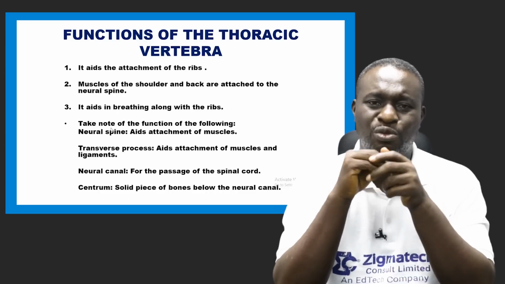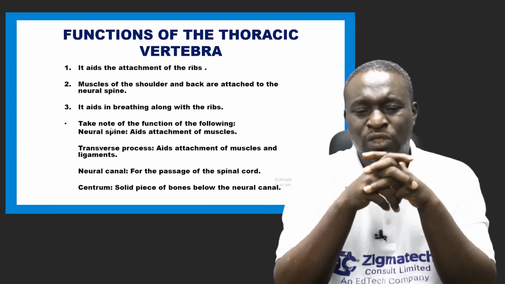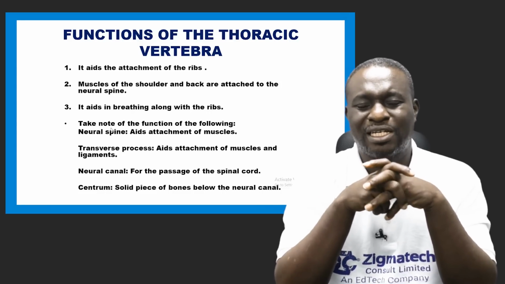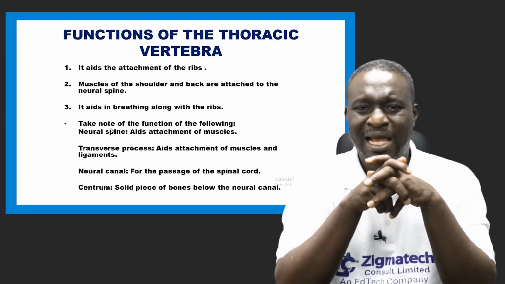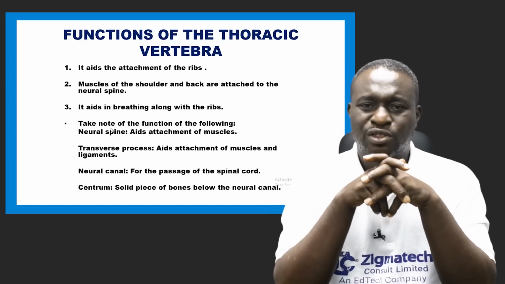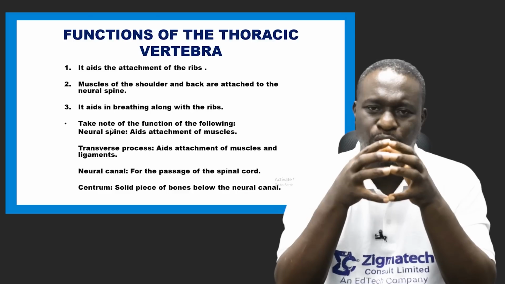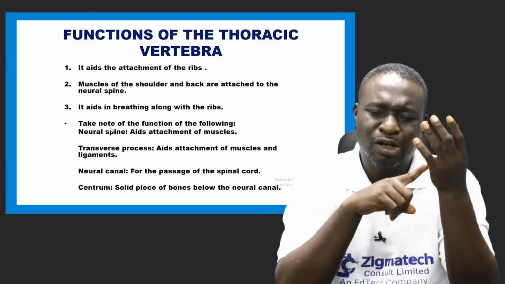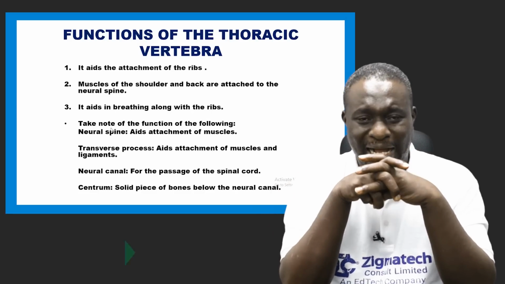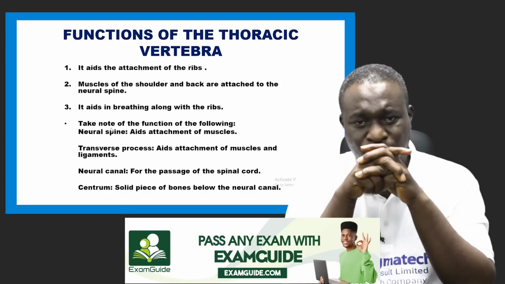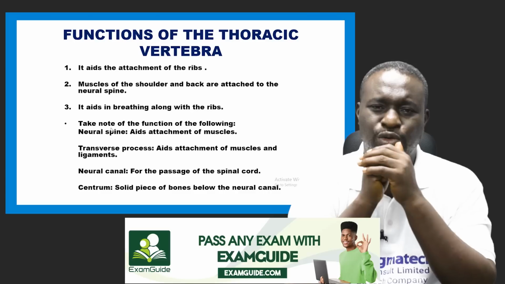Remember that the vertebral column or the backbone protects the spinal cord. The spinal cord is part of the central nervous system, the coordinating system of the body. Very vital and also very, very delicate. What protects the spinal cord is the backbone, and the part through which the spinal cord passes to the brain through the backbone is the neural canal. And then we also have the centrum. The centrum is a solid piece of bone that is found below the neural canal.